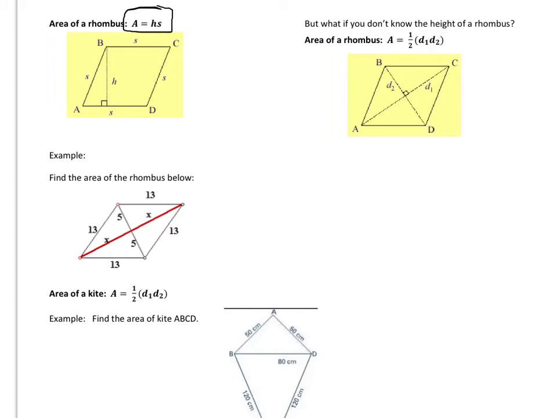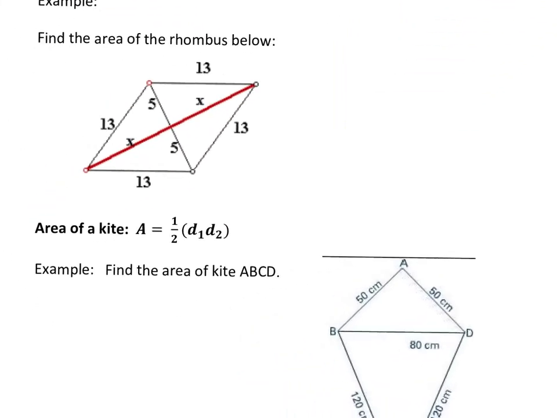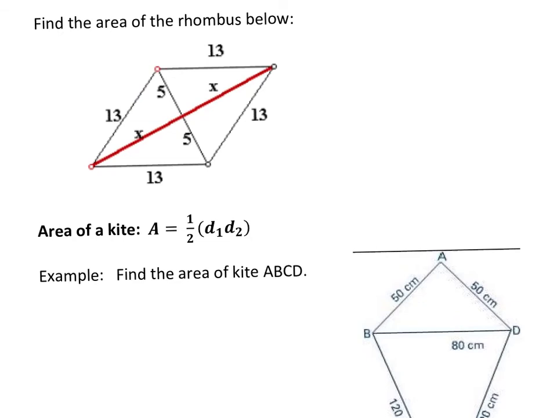If you don't know the height, you can just take 1/2 times the product of the two diagonals, the diagonals being the total length from one corner to the opposite corner. So if you look at a particular example here, we have a rhombus that does not have a height. So the formula states that it is going to be using the two diagonals.